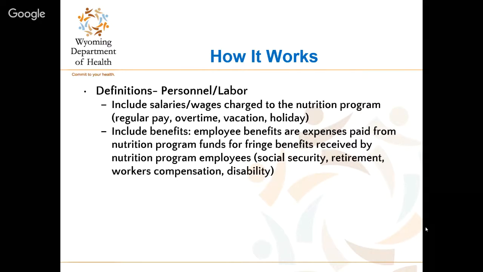Moving on into the expense categories, I have 4 different categories, and they are all similar to the grant application. So I'm hoping that this will help you in terms of the flow of the tool and where you can get your expenses from. First we have personnel and labor, and this includes salaries and wages that are charged to the nutrition program. This includes regular pay, overtime, vacation, and holiday. Also included under personnel is benefits. So whatever benefits you may offer your employees, they all need to be included under the expense category of personnel as well.